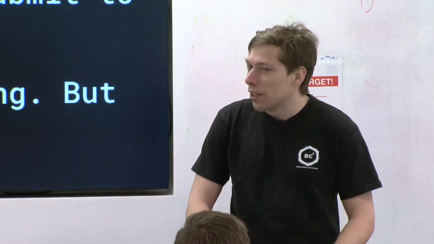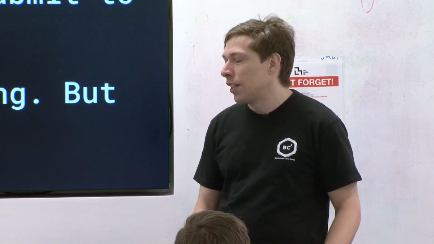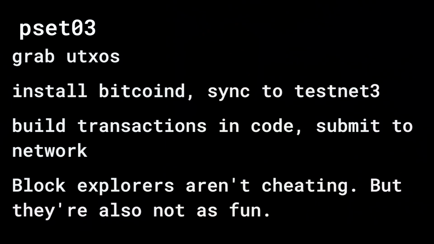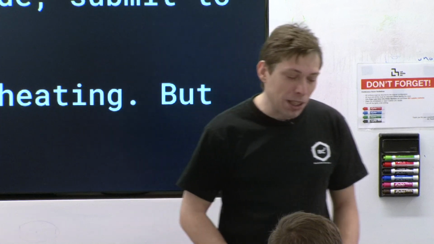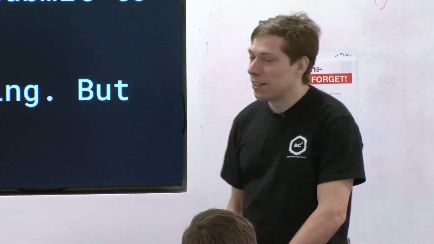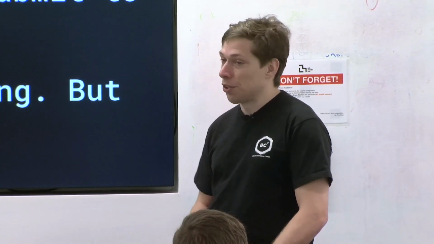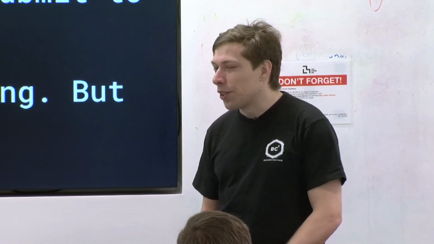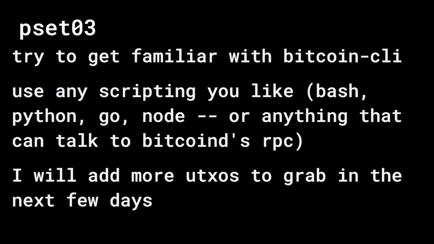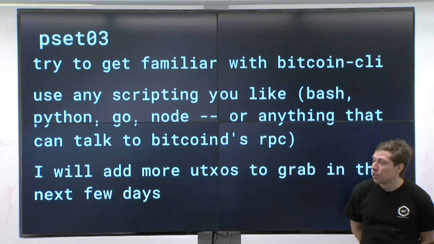The goal of the assignment is to check out the actual bitcoind and bitcoin-cli. You can use a block explorer if you want. I'm not going to say that's cheating, but it's also not as fun. The block explorer websites will help you find a lot of things because they have different databases and different indexes, so you can search through things. It's more fun if you write it yourself, but if you try this, okay, that works too. Hopefully you get familiar with bitcoin-cli. If you want to do your own scripting with Bitcoin, you can use anything you want.